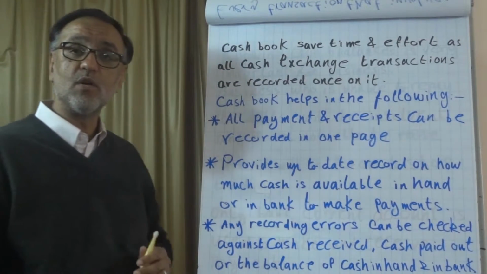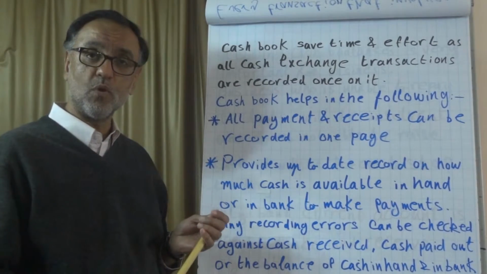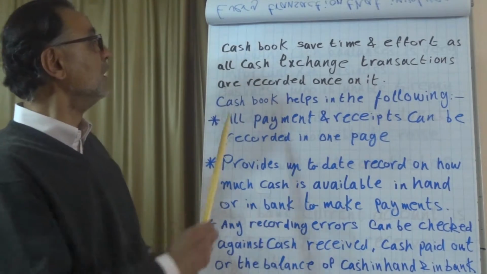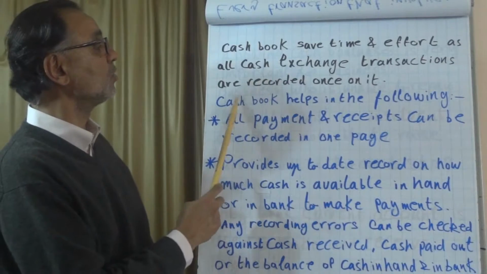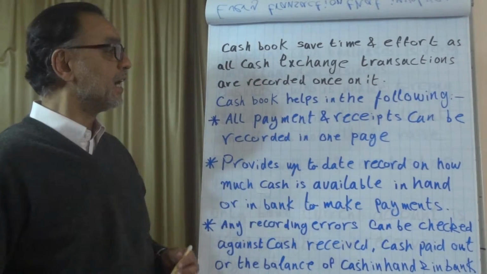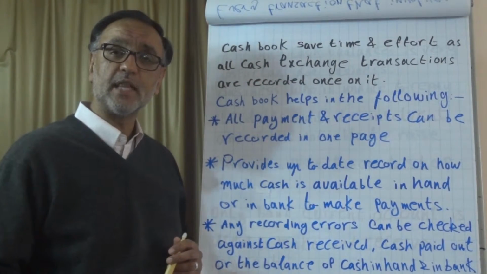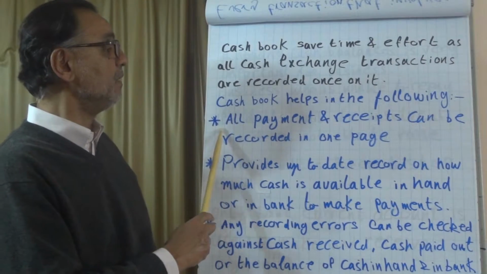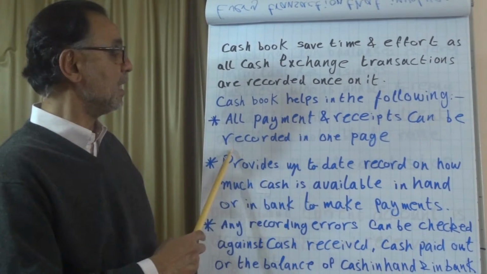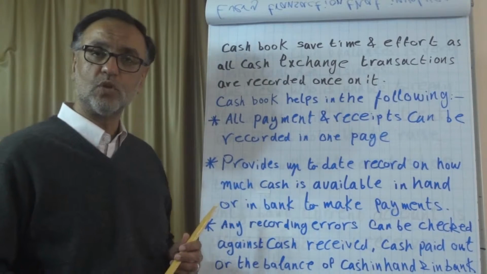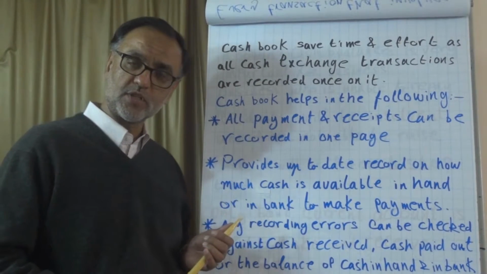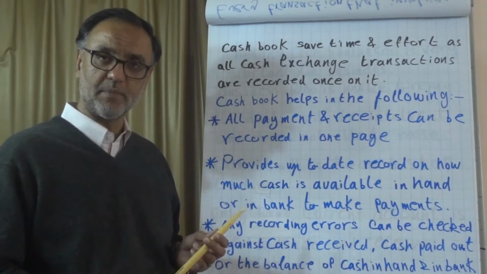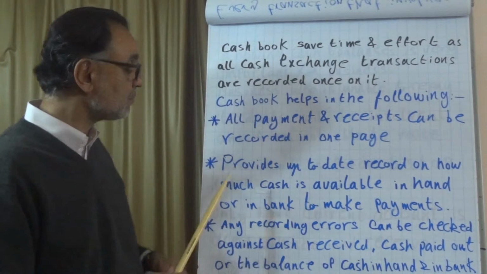The cash book saves time and effort as it is both a ledger and a journal. All cash exchange transactions are recorded once only. The cash book helps in the following. All payments and receipts can be recorded in one page. So as we have seen in the previous example, we have the receipts and payments on the same page.